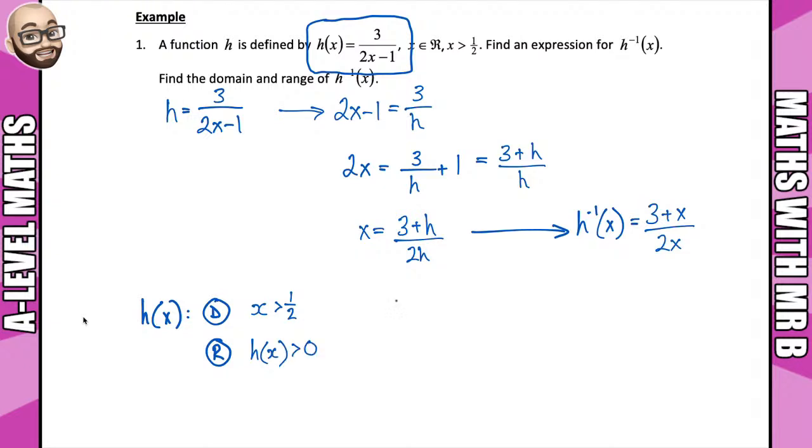So then when we want to work out the inverse properties, the domain is now going to be the range. So we're going to say x is always bigger than 0. And for the range, this was the previous domain. So h minus 1 of x is always going to be bigger than a half.